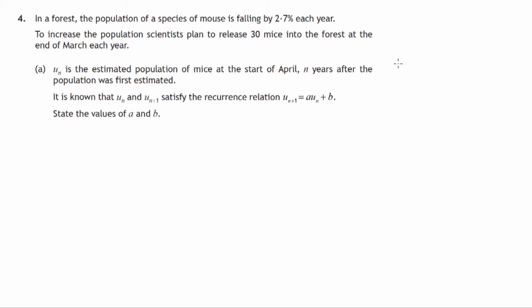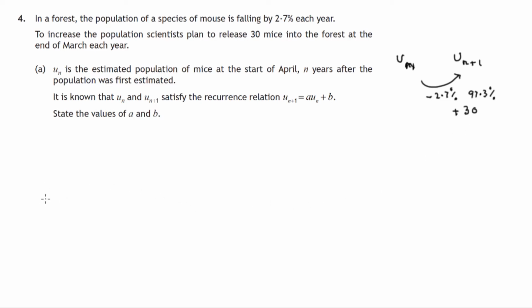So the position is that if we have 1 year's population, Un, and then the next year's population, what's going on is we're subtracting 2.7% of that. In other words, what's left is 97.3%. So each year 97.3% of the population remains. However, there's this extra factor that's been introduced of adding 30 mice.